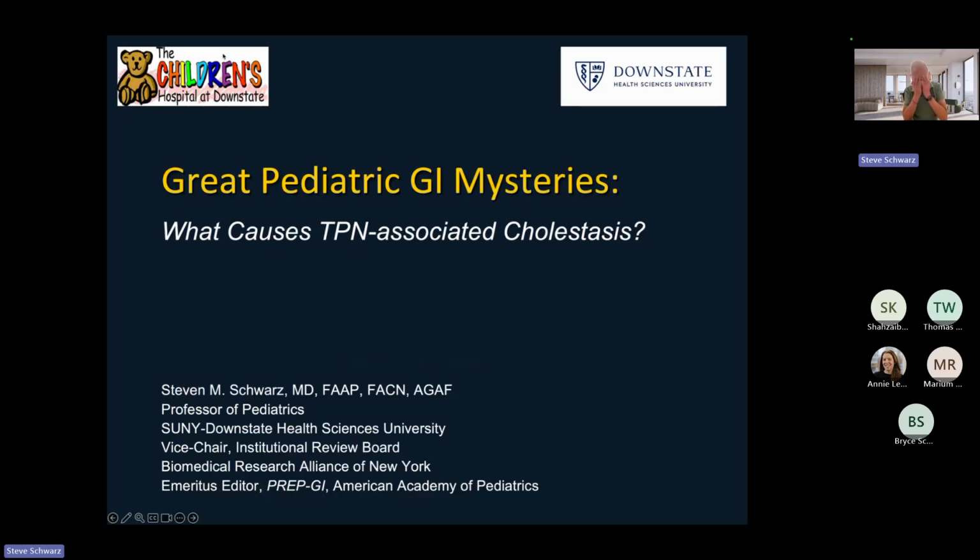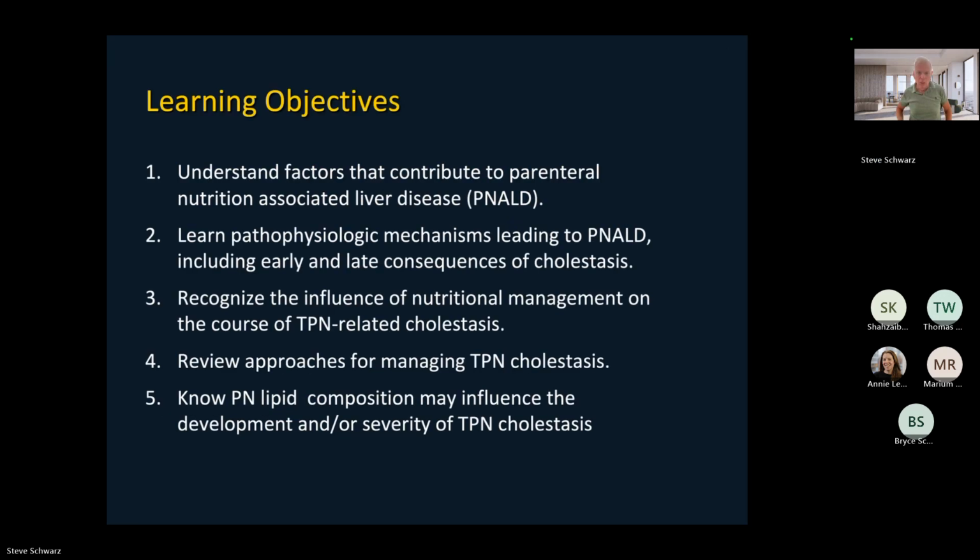All right. So today we're going to talk about TPN cholestasis, and almost by definition, there'll be a lot of repetition with the lecture on Monday, because they all have similar kinds of issues to discuss. So we're going to understand the factors that contribute to parenteral nutrition-associated liver disease, learn the pathophysiological mechanisms leading to PN-ALD, including the early and late consequences of cholestasis, recognize the influence of nutritional management on the course of TPN-related cholestasis, review the approaches for managing it, and know that the parenteral nutrition lipid composition and route of delivery may influence the development.